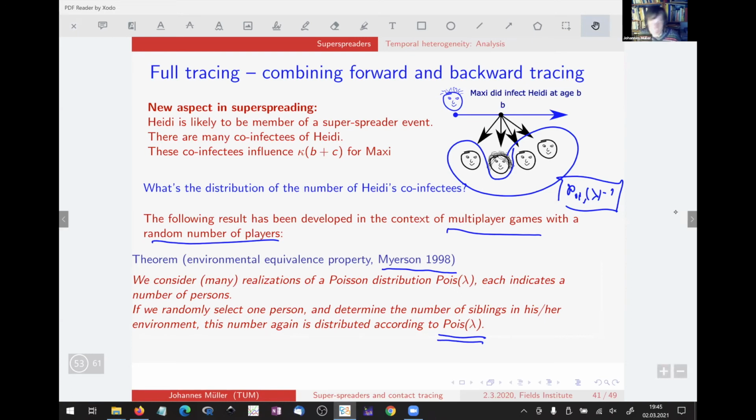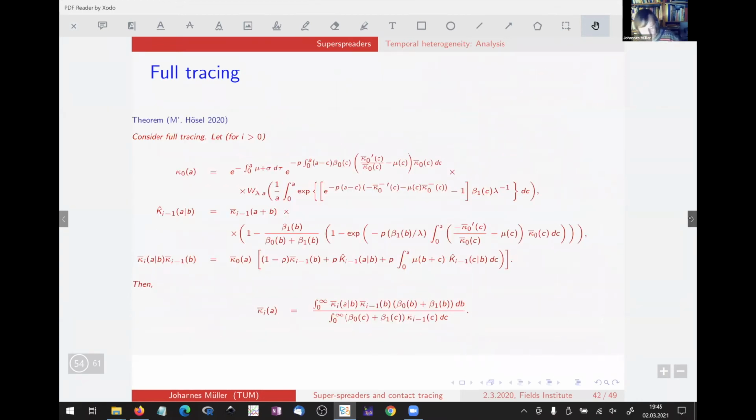In principle, it would be possible to go away from this assumption, but that becomes even uglier. With that theorem, we can now get a theorem which parallels the one we had before. We have an additional step, which is to compute the survival probability of an infector, given that we know this person has an infectee, where we need to take into account the chance that there are superspreader events. I don't want to discuss these formulas now.